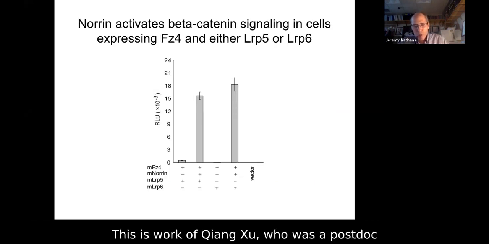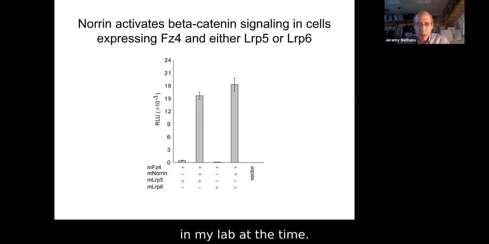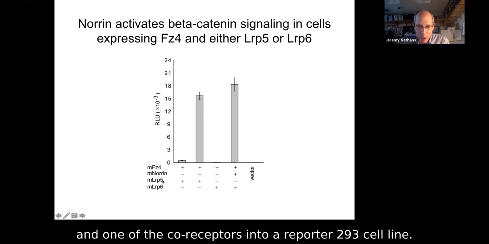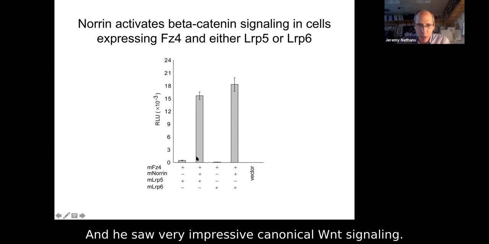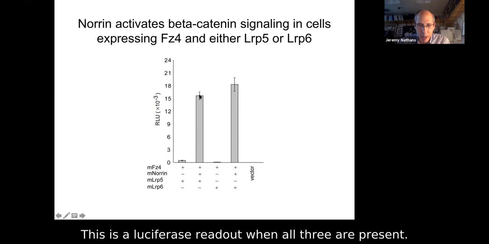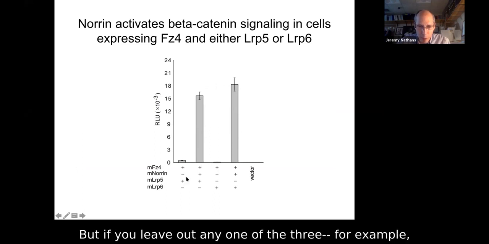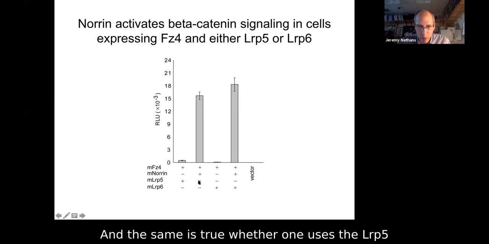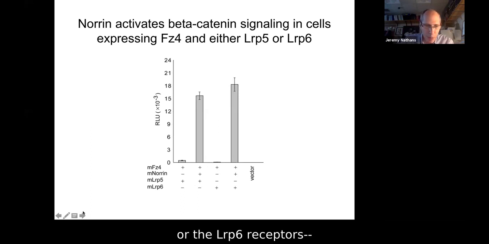This is work of Chung Zhu, who was a postdoc in my lab at the time. And what Chung did was he simply transfected the receptor, the ligand, and one of the co-receptors into a reporter 293 cell line. And he saw very impressive canonical Wnt signaling. This is a luciferase readout when all three are present. But if you leave out any one of the three, for example, in this case, the ligand is omitted, there's virtually no signaling. And the same is true whether one uses the LRP5 or the LRP6 receptors, or co-receptors, I should say.